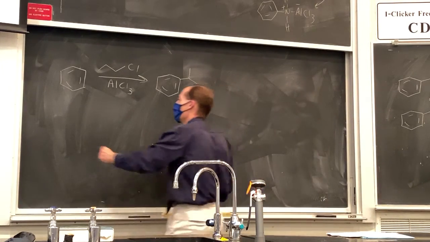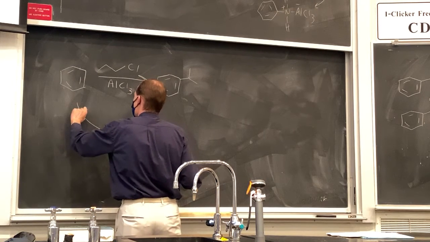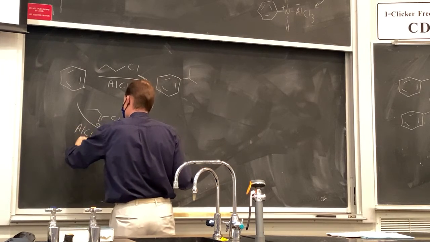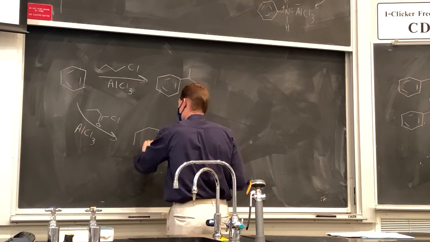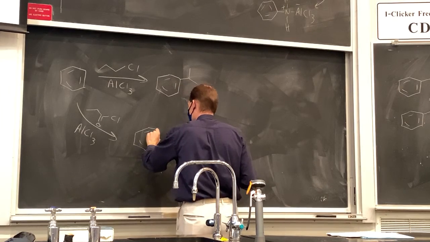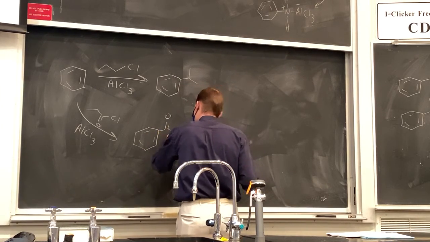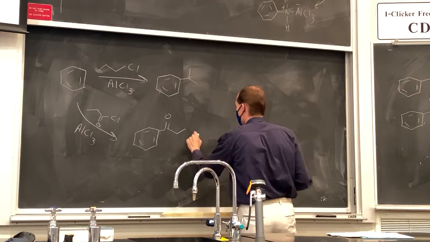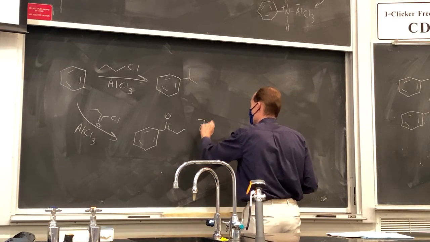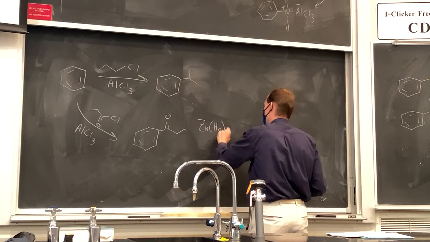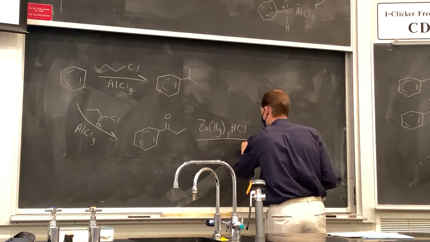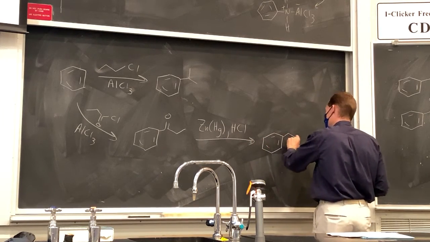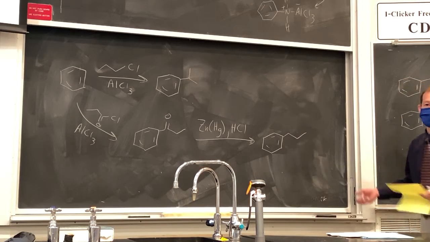What do we do if we want propylbenzene? It's a two-step process. We're going to perform a Friedel-Crafts acylation. There's no rearrangement in a Friedel-Crafts acylation, but now we have a ketone that we don't want. In this case, we could use either of our reaction conditions. We're going to go ahead and use the Clemmensen reduction. Okay. Now we have our propylbenzene.